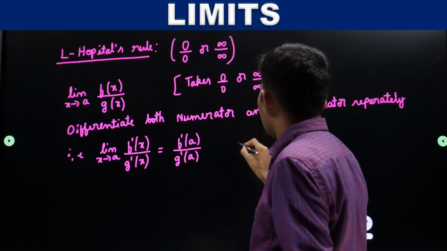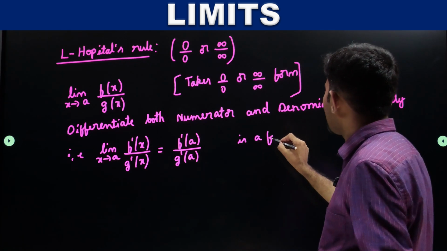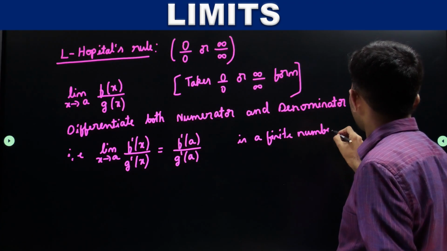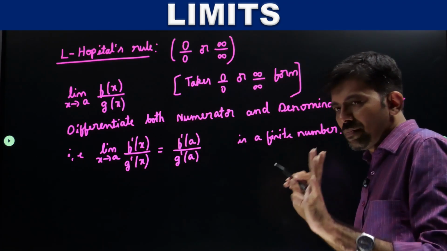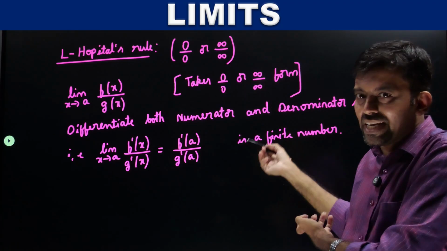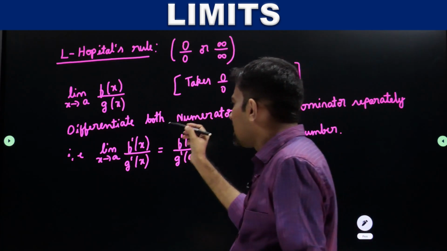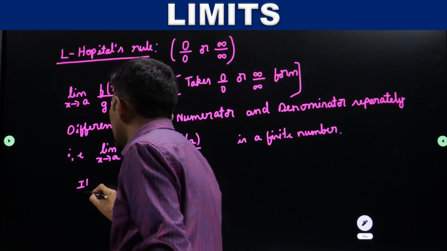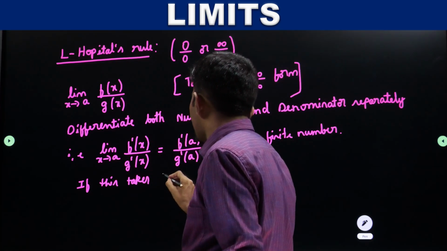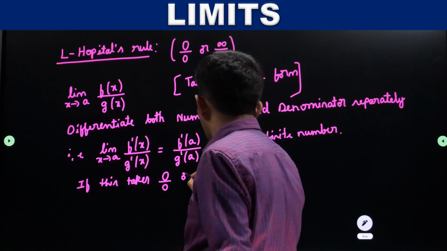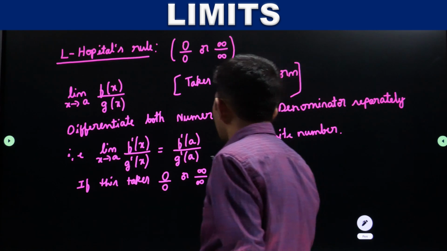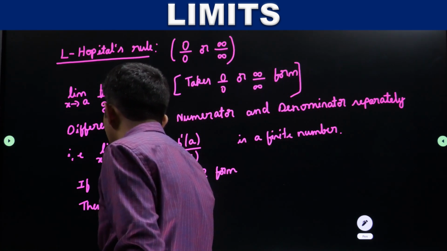If this is a finite number, then you can stop; the process terminates. If it is still in indeterminate form, 0 by 0 or infinity by infinity, then continue this process. If this takes 0 by 0 or infinity by infinity form, then differentiate both numerator and denominator separately.